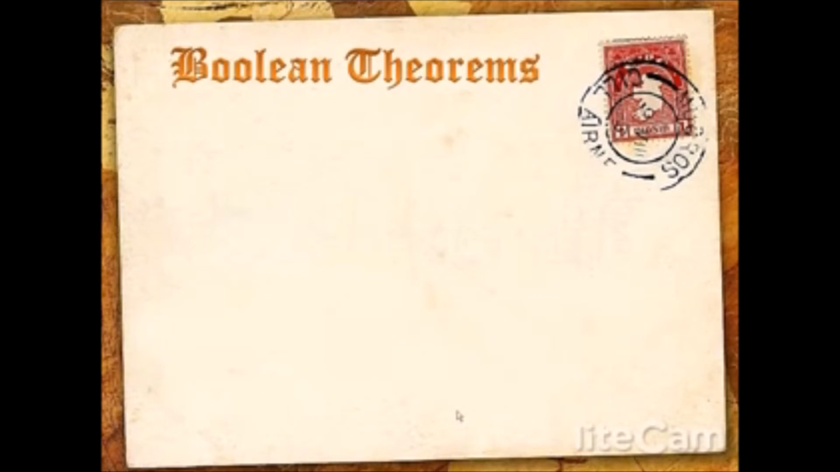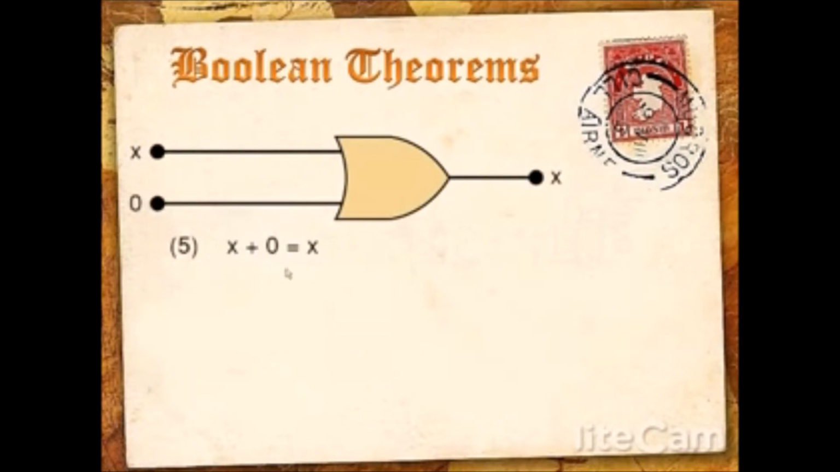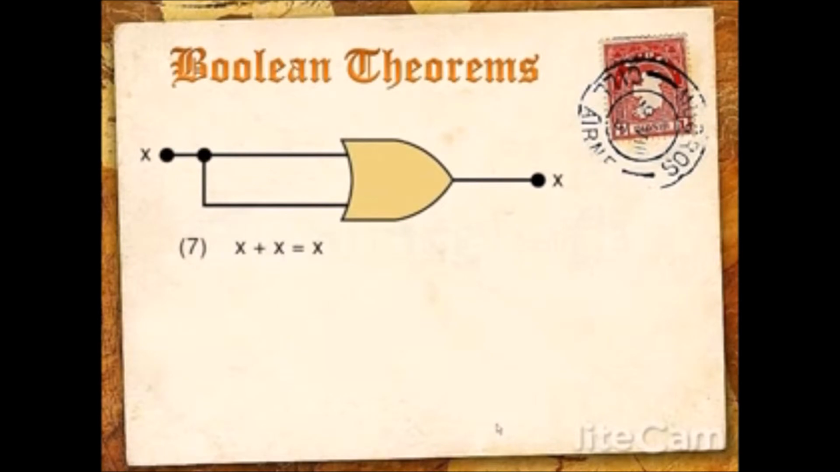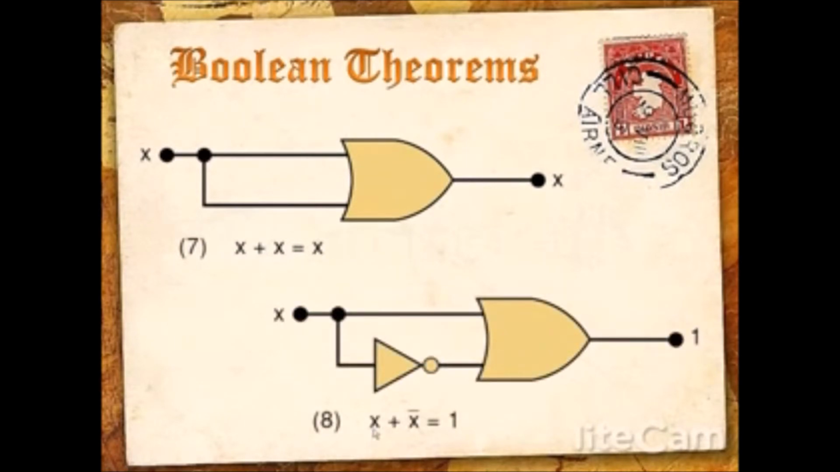Starting from Theorem 5, the theorems following this will involve addition. As you can see, in Theorem 5, x added with 0 is equal to x. And Theorem 6 states that when x is added with 1, 1 will be the output. Theorem 7 states that when x is added with x, the output will be x. And Theorem 8 states that when x is added with not x, it equals 1.